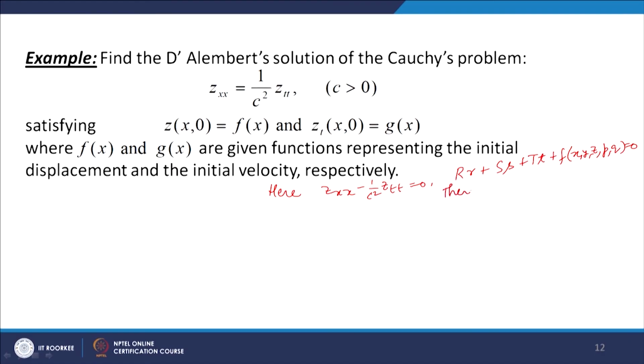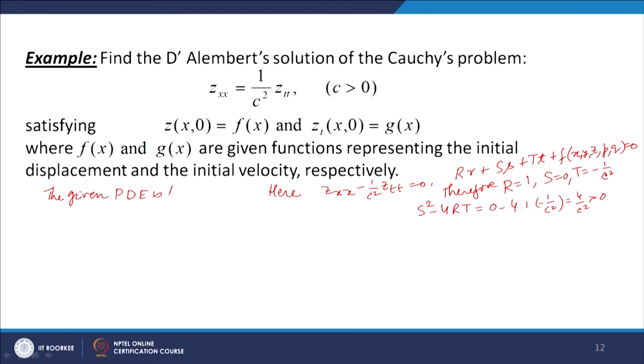So, therefore, R is equal to 1, S is equal to 0, T equal to minus 1 by c square. Okay, this is small c. Okay, so S square minus 4RT is what? S is 0 minus 4, R is 1, and T is minus 1 by c square. So, 4 by c square. So, this is greater than 0. S square minus 4RT is greater than 0. Hence, the given PDE is hyperbolic for all the points x, y.